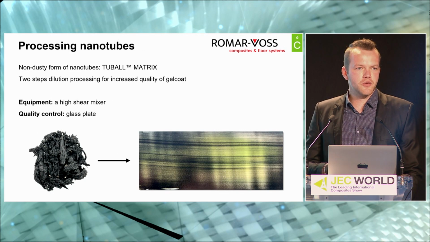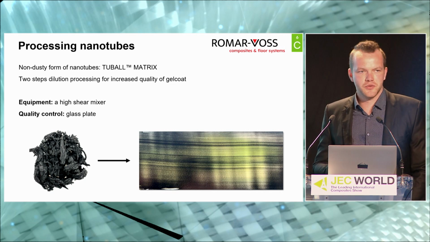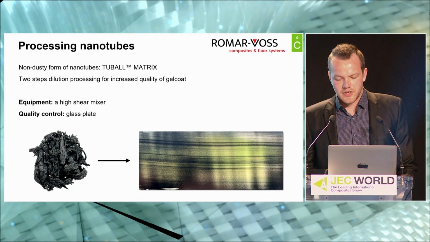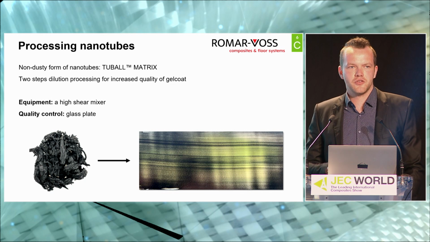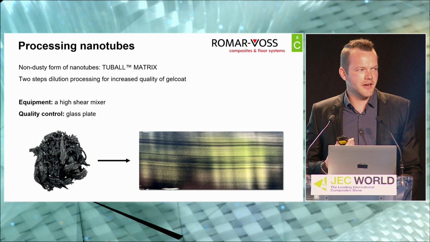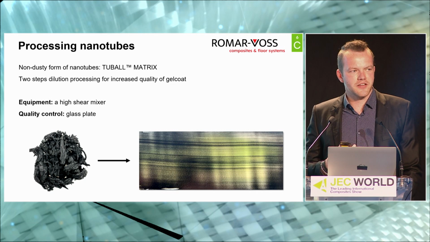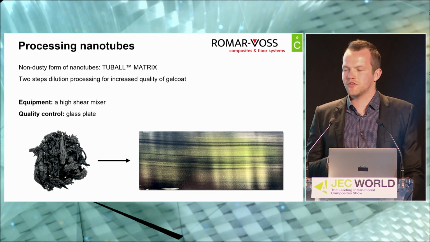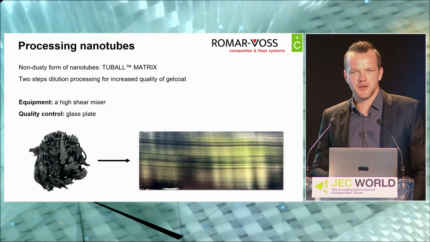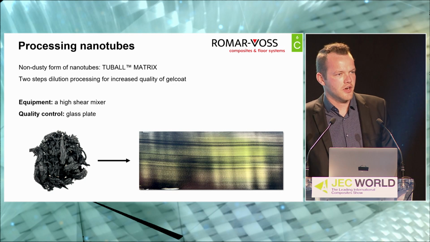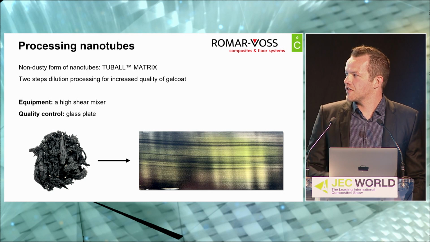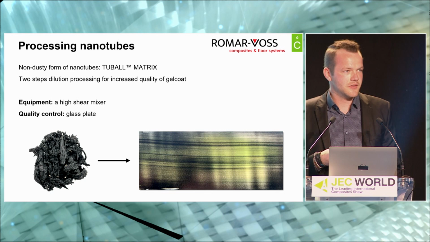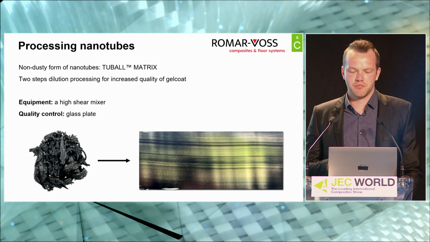When it comes to processing those nanotubes, we use a non-dusting form called the Tuball Matrix. We do that in a two-step process. In the first step, we make a pre-mix so that the nanotubes are perfectly distributed through the whole product. The distribution we check on a glass plate, like you see on the picture below, and see if there are no lumps left. And if this is okay, we proceed to the second step, which is just putting those pre-mixed nanotubes into our final product.